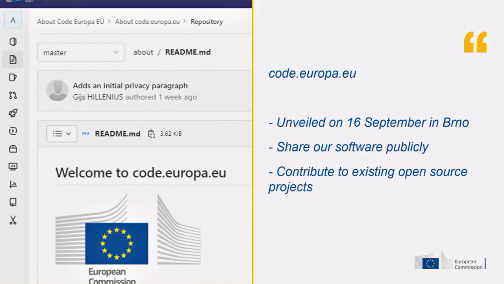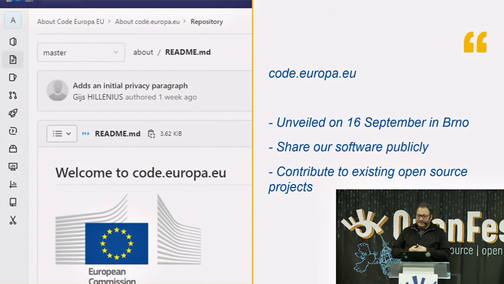The open source strategy encourages the developers working on Commission projects to contribute to existing open source projects. And this also is not just an internal document, it's also part of a real Commission decision, making it a household rule for the European Commission.